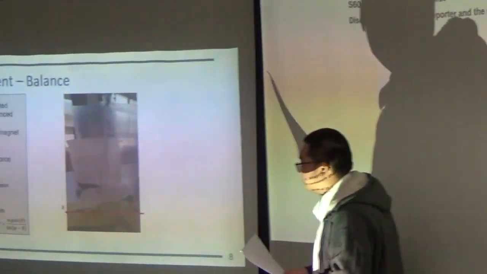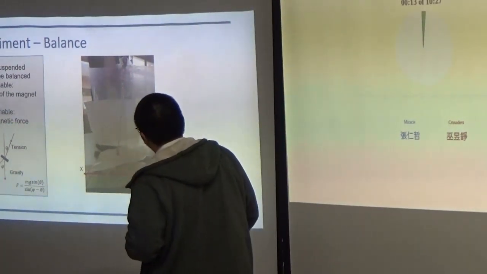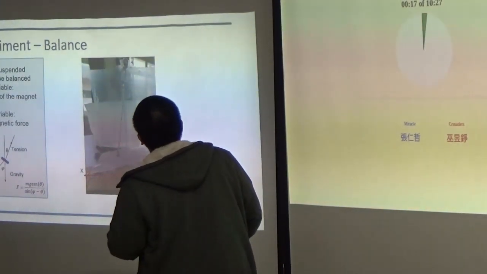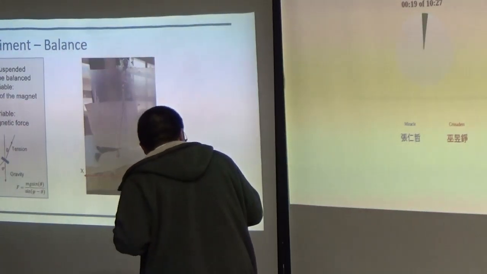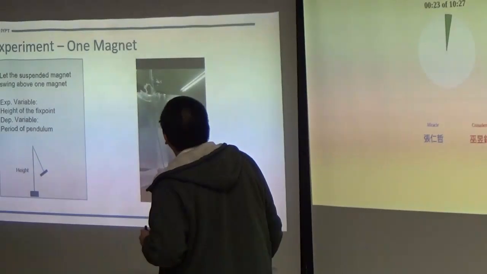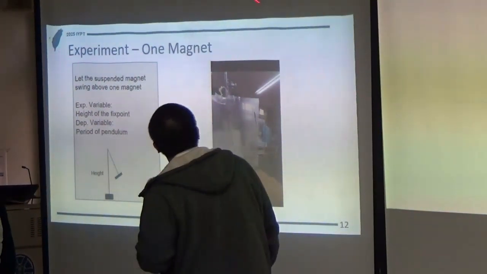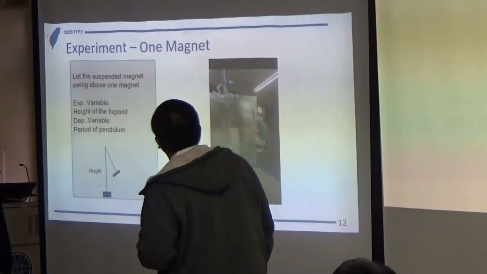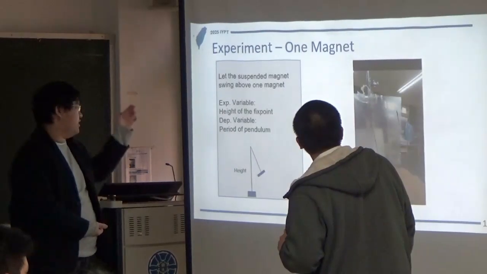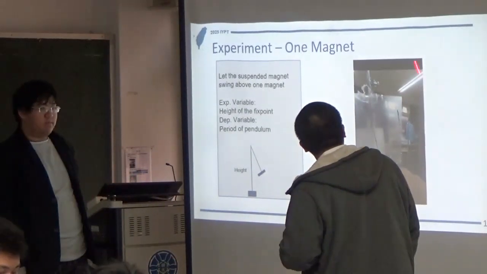Okay. So, still on the experimental setup part, I think each part has a lot more unclear parts in it. So, first, can you turn to page 12? Page 12. Yes. Okay. So in this experiment, what's your variable? For the variable, the experimental variable is the height of the fixed point, and the dependent variable is the period of the pendulum.